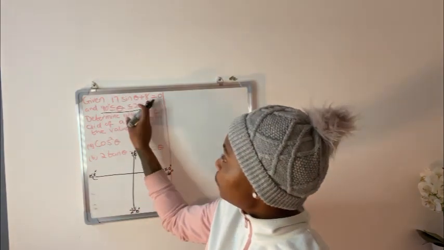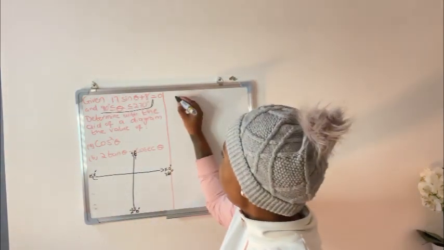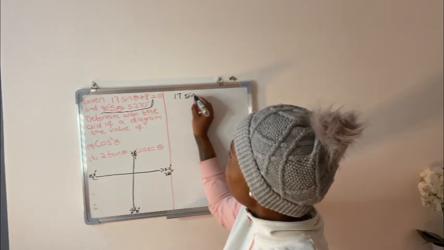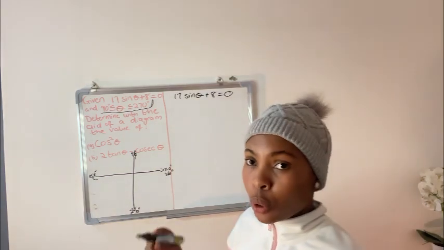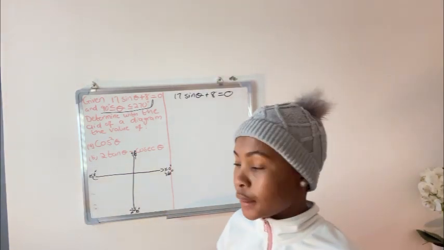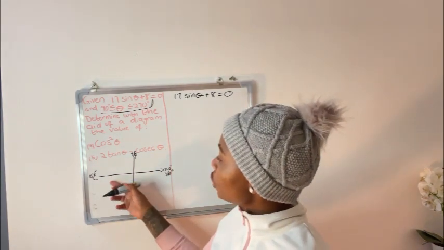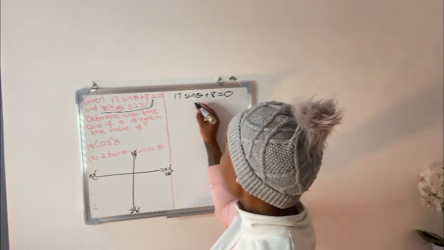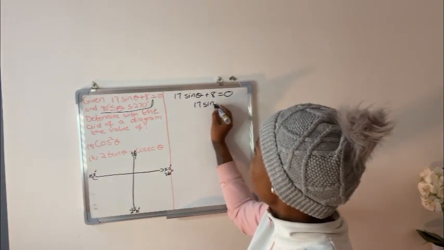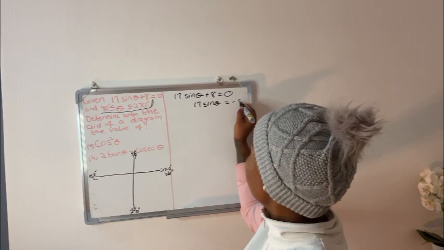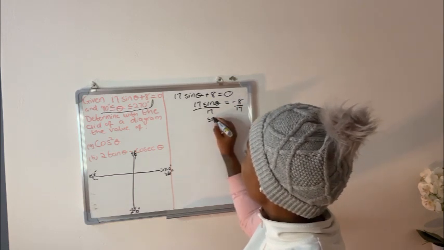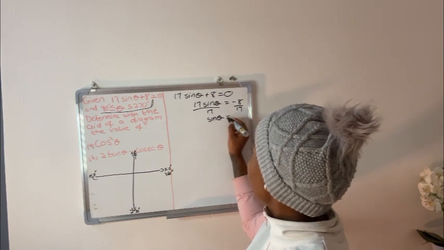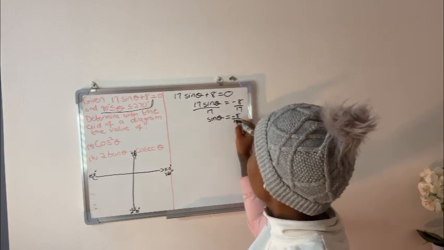Now we use the given information. We have 17 sine theta plus 8 equals 0. We are solving for the ratio of sine theta. This will lead us to choose the correct diagram. So we have 17 sine theta equals negative 8. Divide by 17 both sides. Sine theta equals negative 8 over 17.